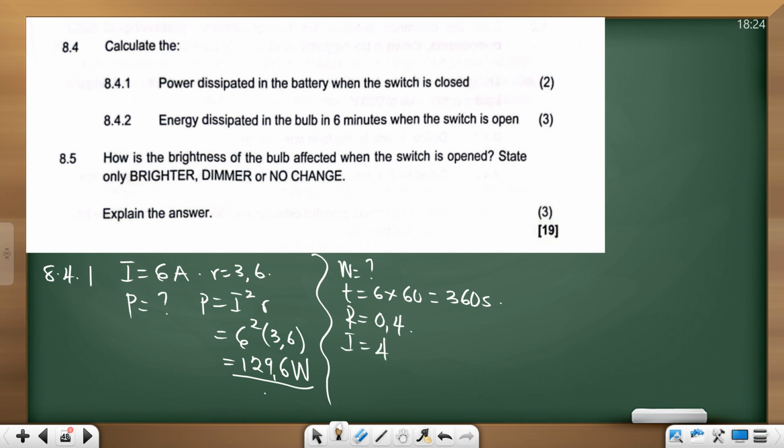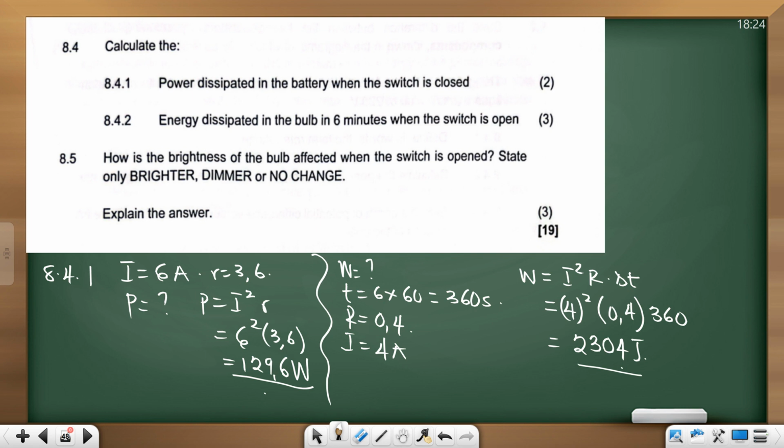I equals to what? 4. Is there a formula? Yes. What's your formula? W equals to what? I squared R delta T. What is my I? 4. What is my R? 0.4. What is my T? 360. What's your answer? 23. And what's the unit? Joules. Guys, we are done. So focus on the resistor the examiner is giving. Are we together? Focus on it and write all the information about that resistor, and then you do your substitution.